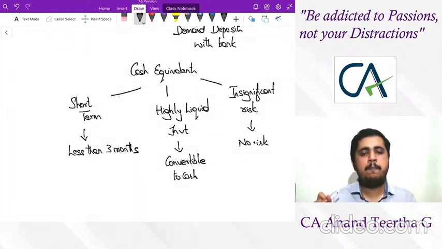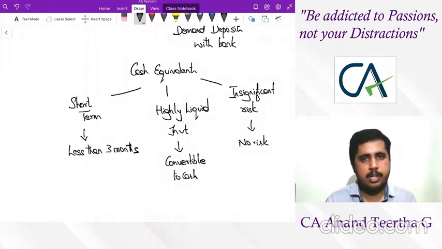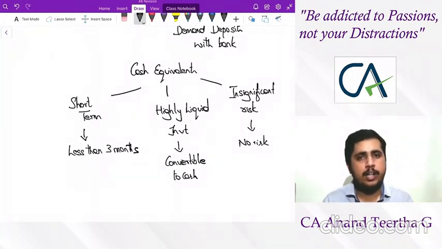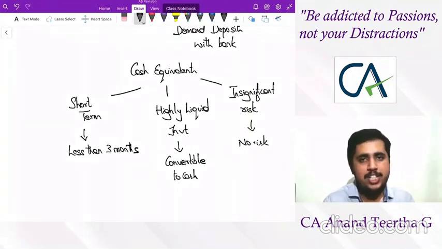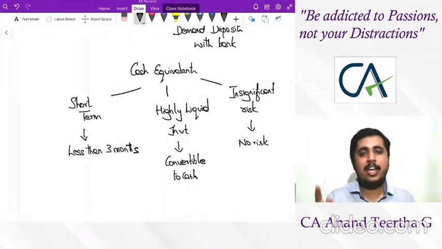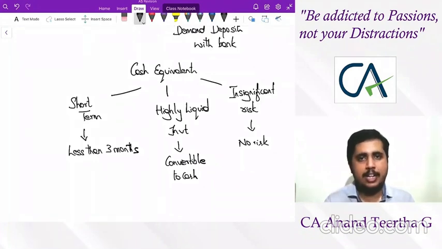So for example, say there is a bank FD of 2 months. First, short term, yes. Can this be converted into cash easily? Yes. Is there a risk? No. Consider this as cash equivalent. Treasury bonds, anything less than 3 months which is issued by the government, we can consider that as cash equivalent. No problem at all. Can I consider a 10-day equity share? The answer is no. Why? Even though it is short term, even though it is highly liquid, it has got risk. So because of that, do not consider that as cash equivalent.